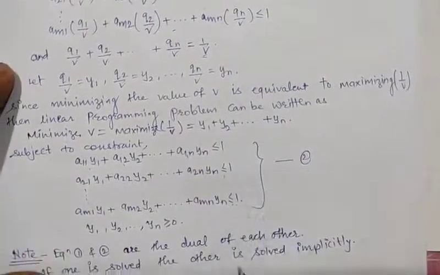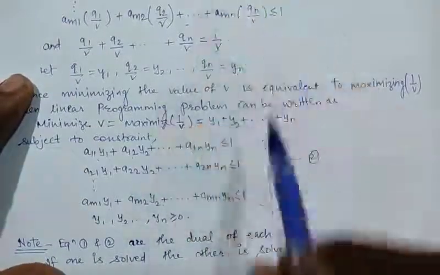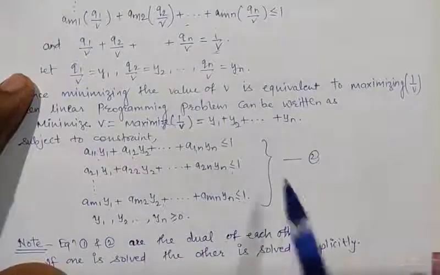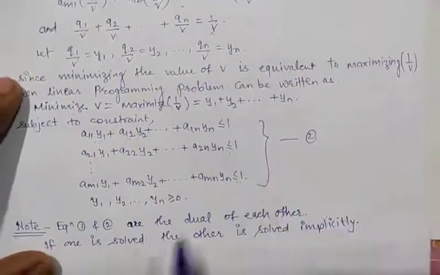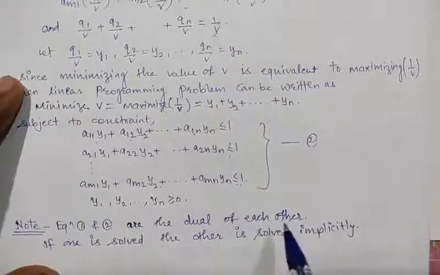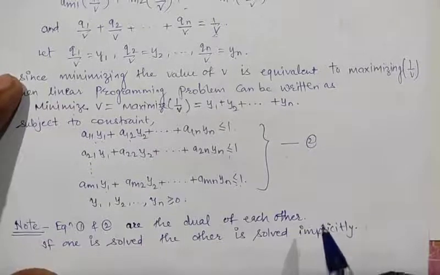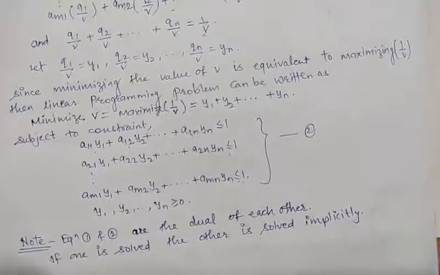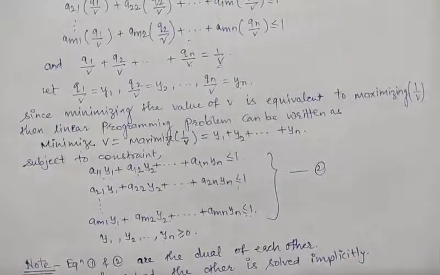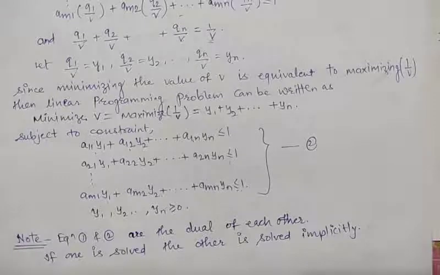So equations 1 and 2 are the dual of each other. Means what? If we take the dual of equation 1, then we get equation 2. And if we take the dual of equation 2, then we get equation 1. If one is solved, then the other is solved implicitly, meaning we get the same solution. Now we'll see an example of how to solve an m by n game, or how to make the constraints for an m by n payoff matrix. Okay, now let's see the example.